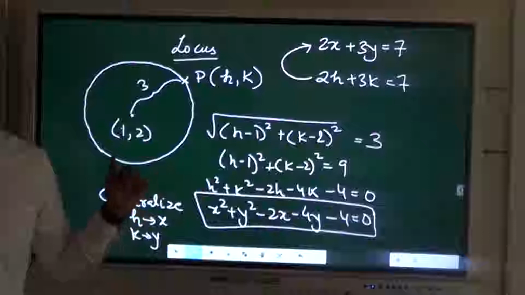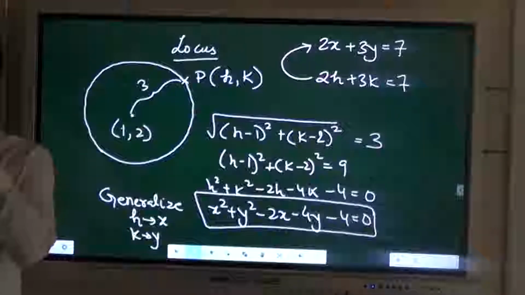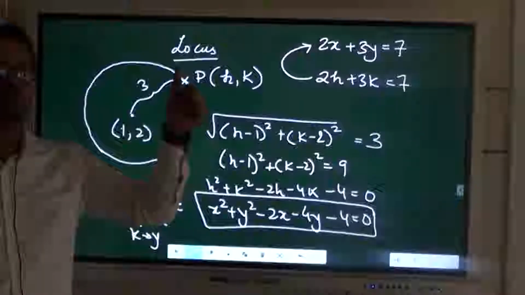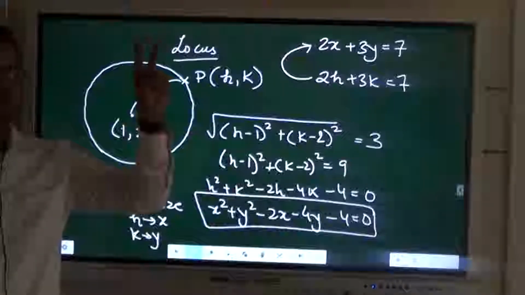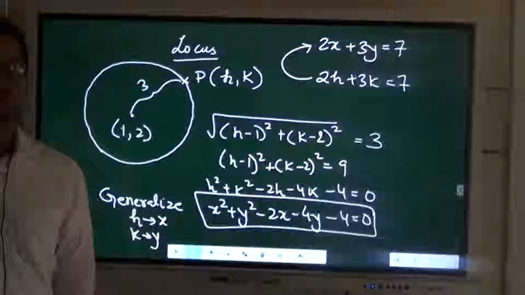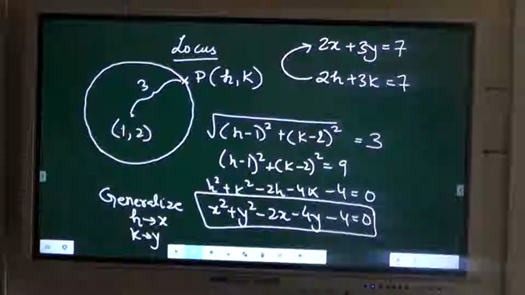Anybody doubtful about any of the three cases? Any of the three steps? Step number 1, what will you do? Arbitrary point P. Assume the point to be h comma k. Step number 2. Find a relationship between h comma k only. Third step. Generalize.